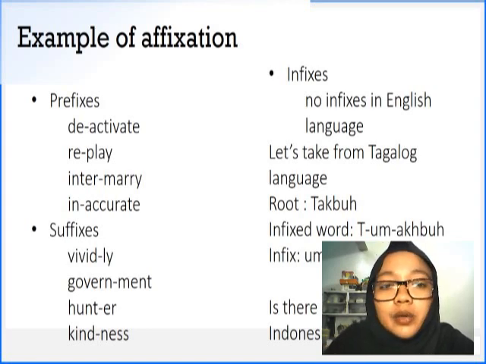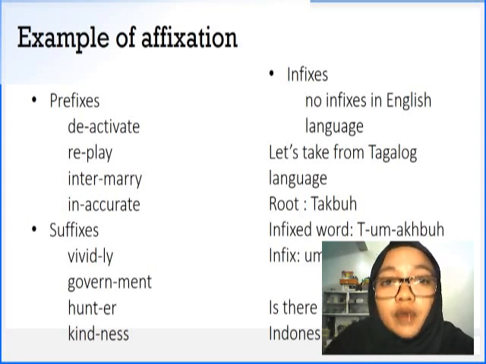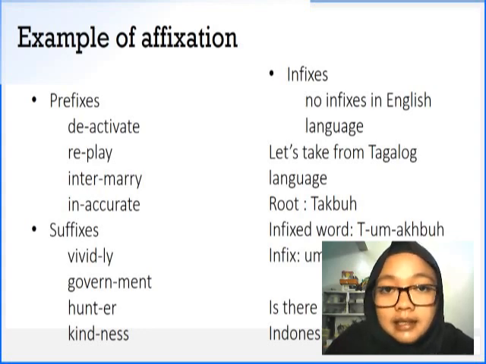And then the next one is suffix. Suffix is the affix that is added to the final position or the final part of the base or the root. Or simply, we can say it is the element added in the final position of the word. The example is vividly. Ly here is the suffix. Then government, ment is the suffix, and then hunter, er is the suffix. And then kindness, ness is the suffix.